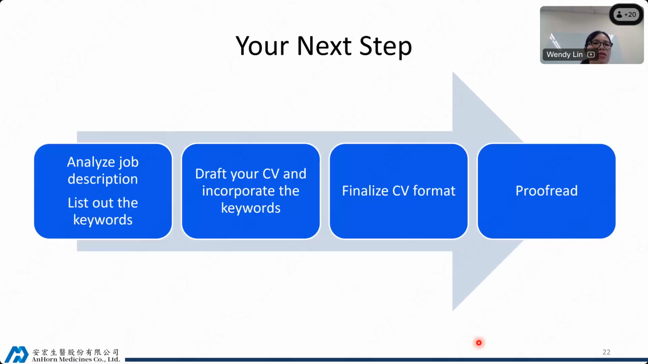So if you start to build your resume, the first thing you need to do is to analyze the job description and then list out the keywords in the description itself. Then with that information as the backbone, you can draft your resume and try to incorporate those keywords in your writing. And then before you send out the professional resume, you need to finalize all the formats and proofread before you send out all those documents. So I will say that this is a typical process for you to prepare a resume.